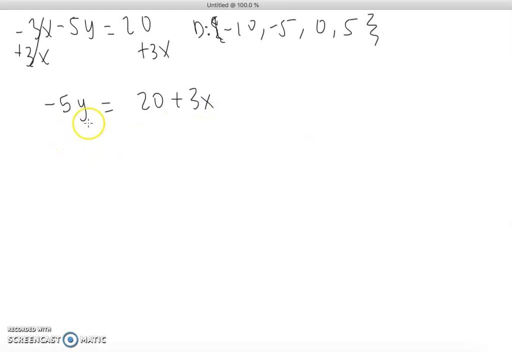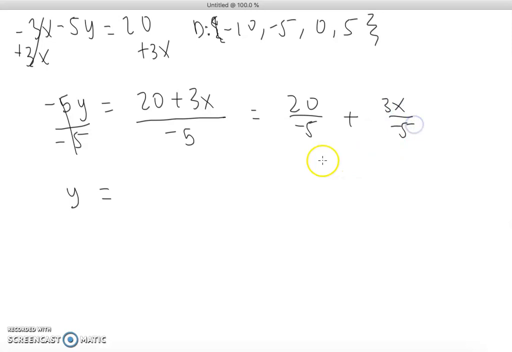Now, as you can tell, the y has a -5, so we're just going to divide it by -5. And remember, not just the 20, not just the 3x, the entire thing by -5. So now when you simplify it, you can bring the 3x over -5. Also, that same thing is equal to 20 over -5 plus 3x over -5. It doesn't go for the whole thing. You can separate it into two fractions, which is basically what I'm going to do now.